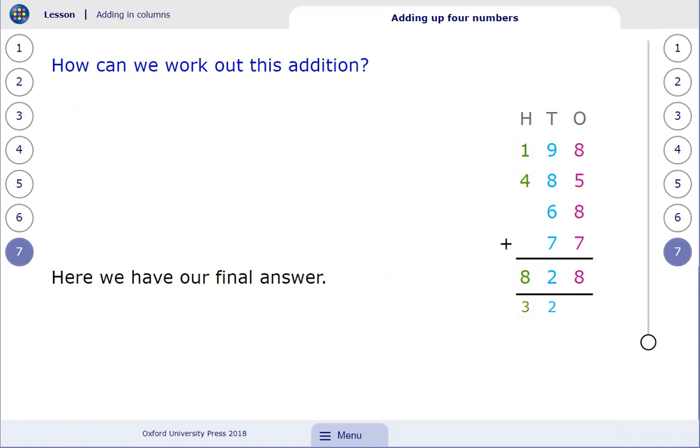So have a go, look at the homework on My Maths. Come back to this if you're not sure how to proceed.